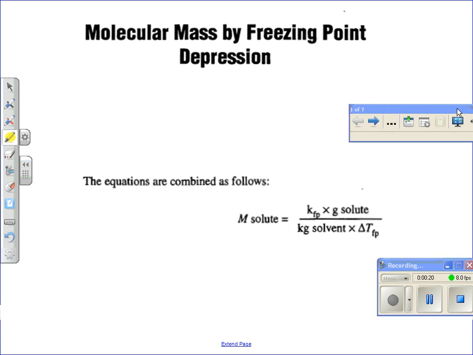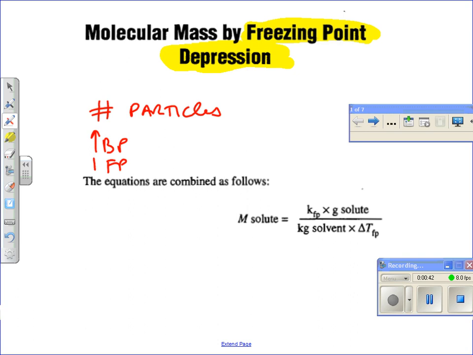Basically, what we're going to do is figure out molar mass by freezing point depression, because remember when we studied solutions in chapter 12, if you put solutes in something, the key thing is the number of particles. The more particles you have, the higher the boiling point, a lower freezing point, and a lower vapor pressure. Those are the three colligative properties. We talked about osmotic pressure too, actually. So the greater the number of particles, the higher the boiling point, the lower the freezing point. Those are all things we learned in chapter 12.